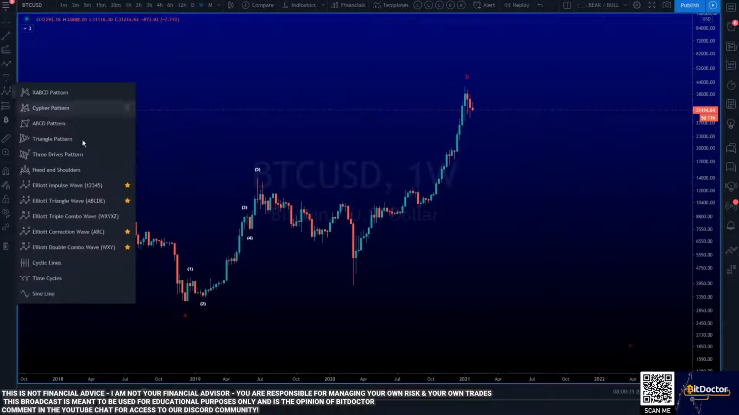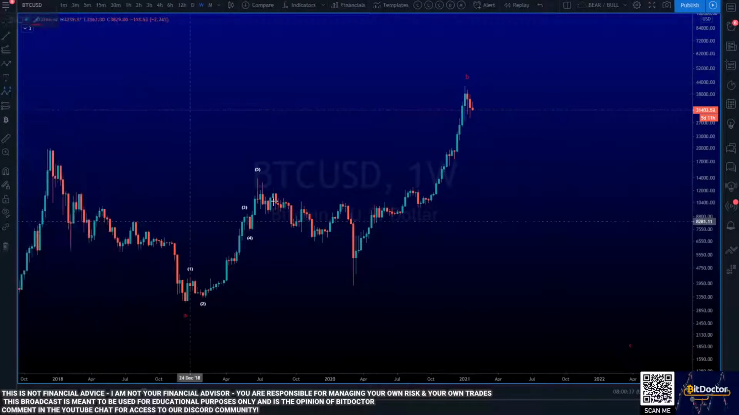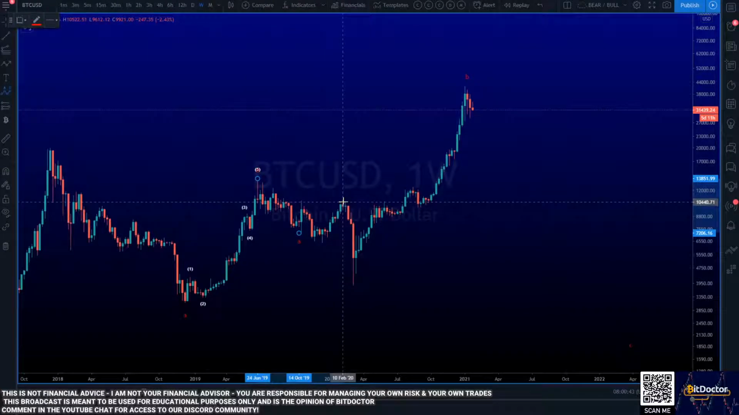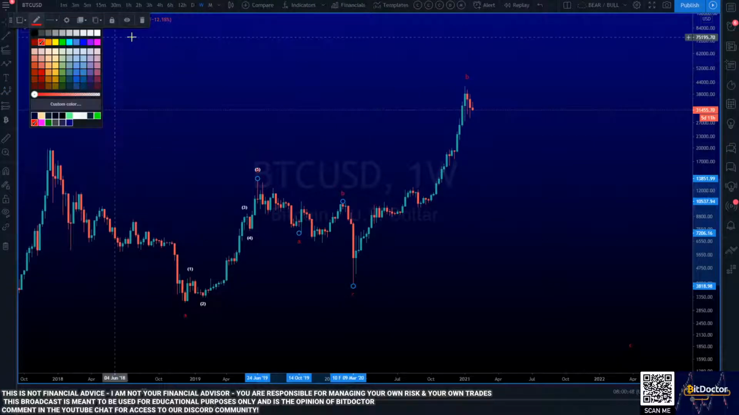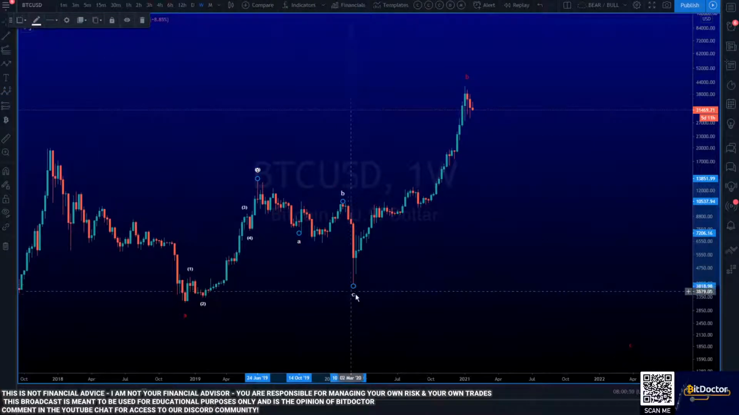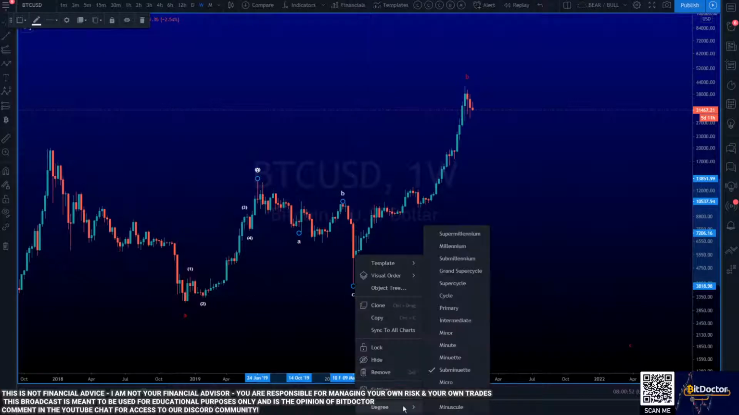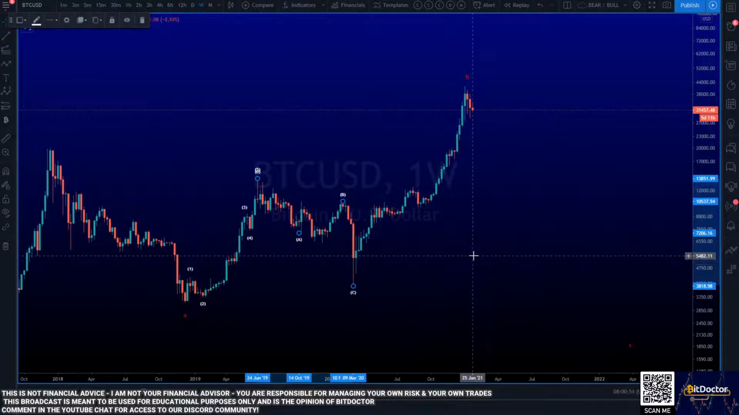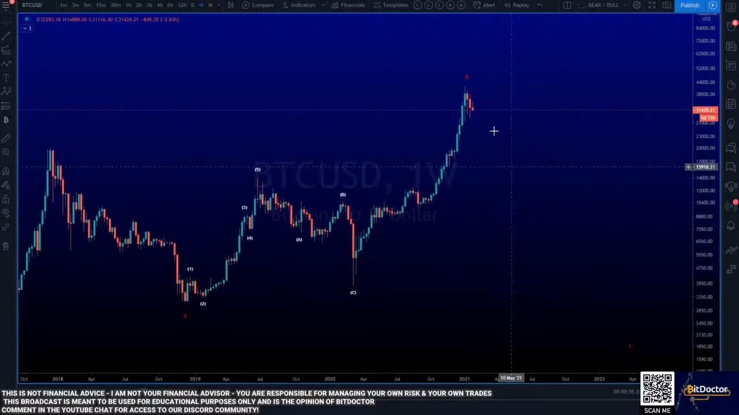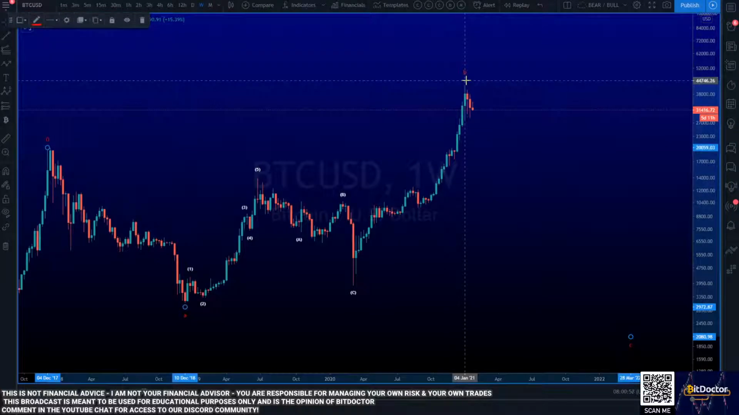And then off of this high, we've got a nice A, B, C, an expanded flat. And then we go down for the C. I'm going to change the color on this one because it's not my red scenario. This is my primary count here. Let's just change this degree as well. Okay, and so again, this would be the B.